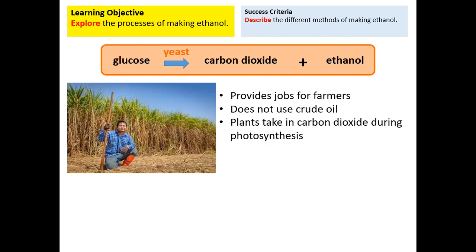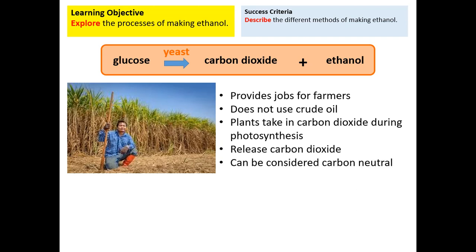Another good thing about it is that when you're growing the sugar, it's a plant, it takes in carbon dioxide using photosynthesis. But we know that this process releases carbon dioxide, so it can be considered as carbon neutral, because whatever is given out when it undergoes fermentation would be taken in when the plant was growing. So although it releases carbon dioxide in the process of fermentation, that carbon dioxide is taken in, so it can be considered carbon neutral.